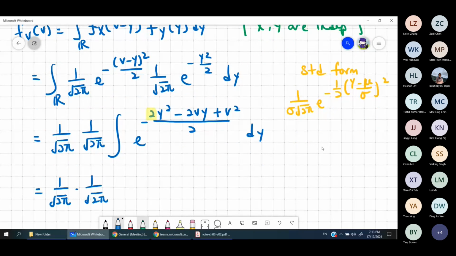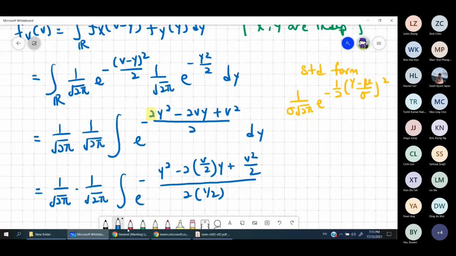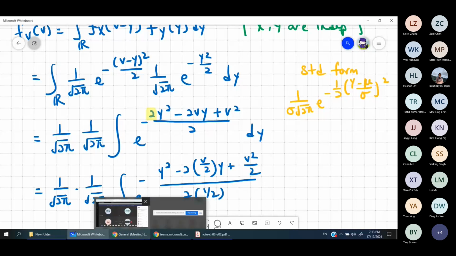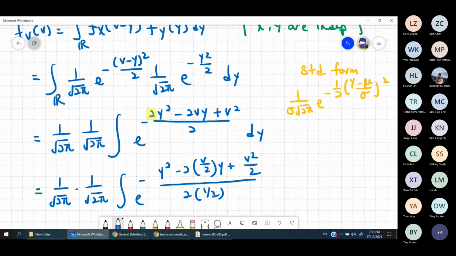So what you can do is you multiply by 1 over half and half. Then you will get e to the minus (y squared minus 2 v over 2 y plus v squared over 2) divided by 2, and this. So which is very much looking like this pattern now. Okay.